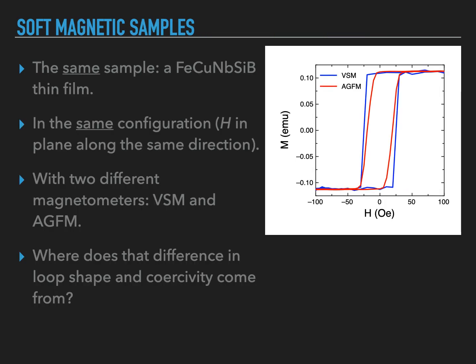Another difficulty may arise when measuring soft magnetic materials with such magnetometers. Here's an example of the same sample, an iron, copper, niobium, silicon, boron thin film, which is relatively soft, measured in the same configuration. The field is applied in the sample plane along a specific direction with two different magnetometers, a VSM and an AGFM. In spite of the sample being exactly the same in the same conditions, as you can see, the loops have different shape. Why is that happening?